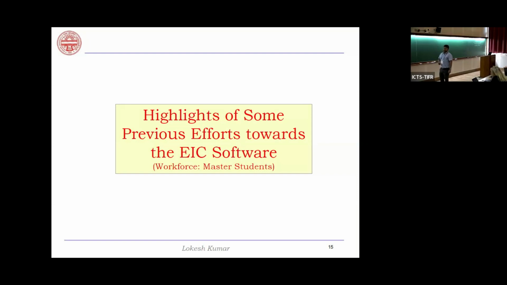Coming to the next part of my talk, which basically highlights some previous efforts done by the Indian groups towards the EIC software. I would like to mention that most of the work was done by master students in various institutes. They have been trained in this kind of software, and now I think most of them have moved to other places.